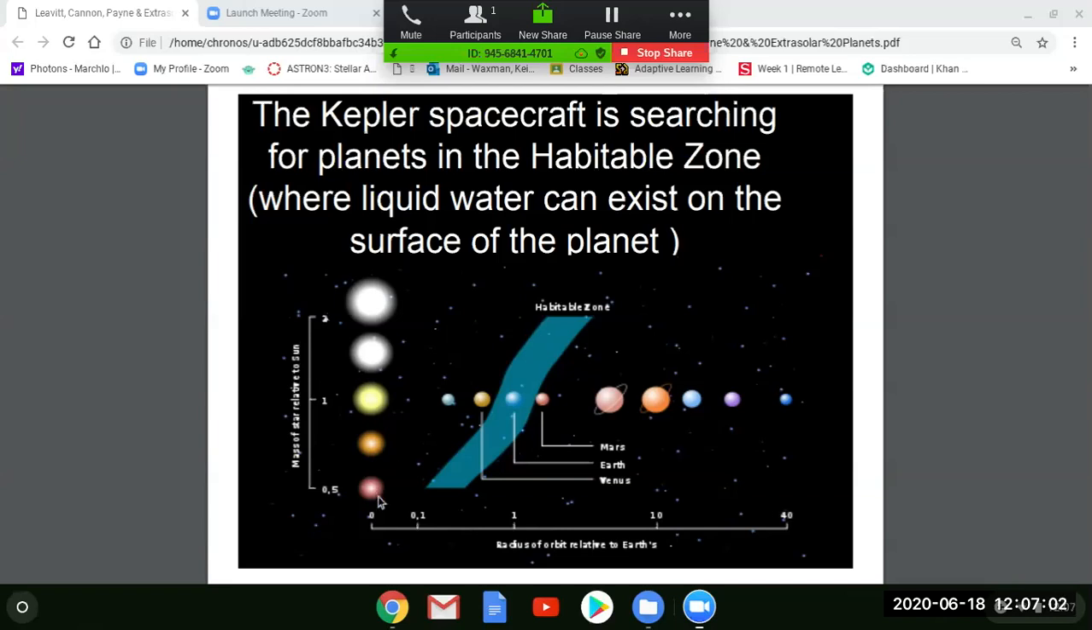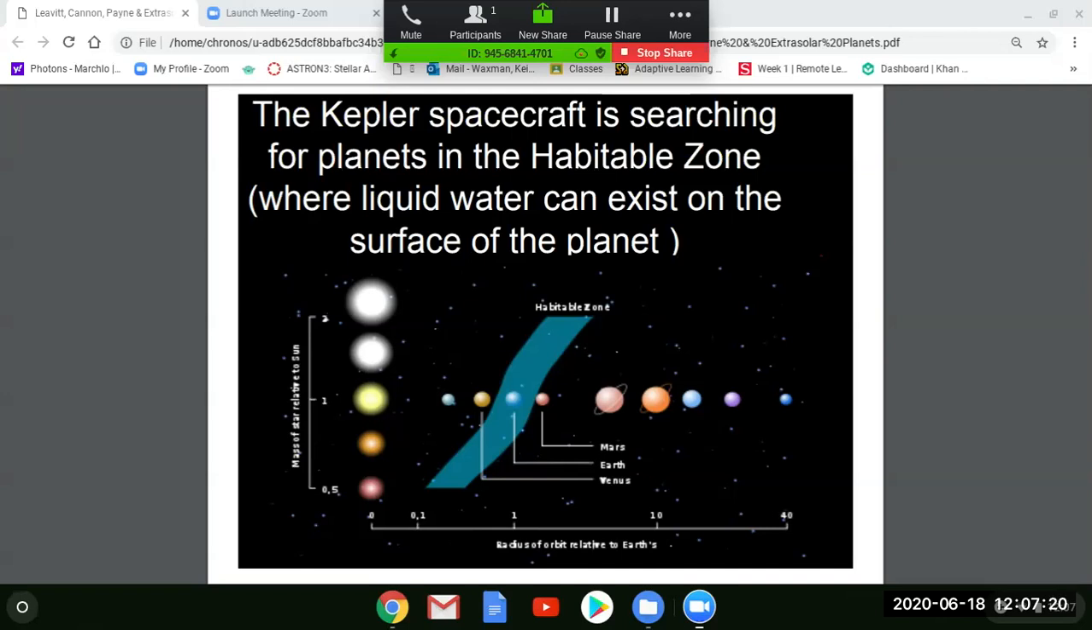What if there's a red dwarf star, like 0.5 solar masses? Well, wouldn't the habitable zone be closer? If your fire is dying, wouldn't you have to get closer to it to be warm enough? So what the Kepler mission was doing, and again, it's not really operating much anymore, it had a lot of problems, but it did a ton of work.